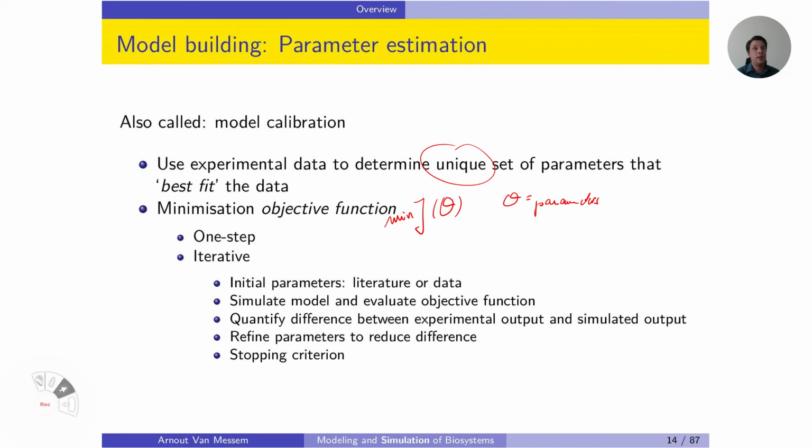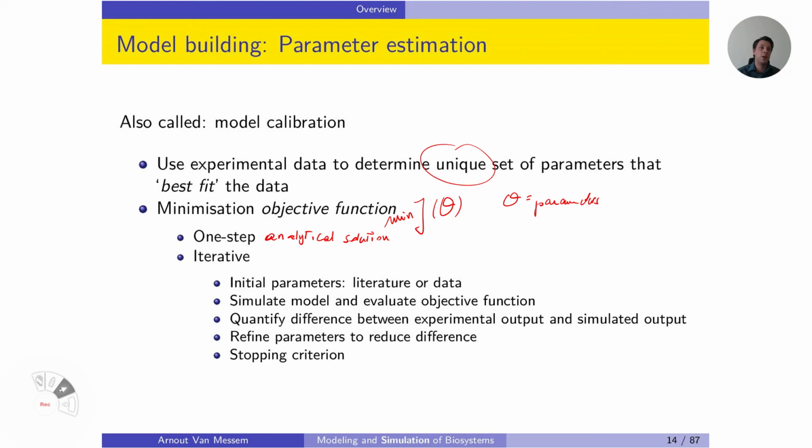Sometimes this can be done in a one-step procedure. Basically, if you have an analytical solution, so if you have an equation that you can solve manually or with a computer, you get a solution in one step, least squares regression, for example. Other times, most often, it will be done iteratively.